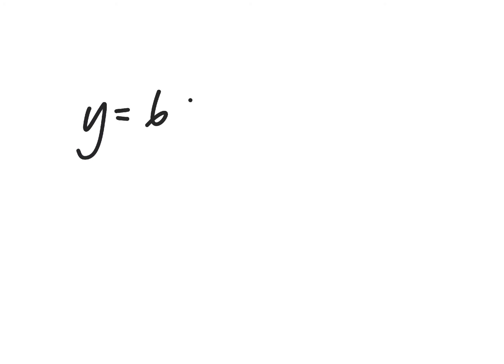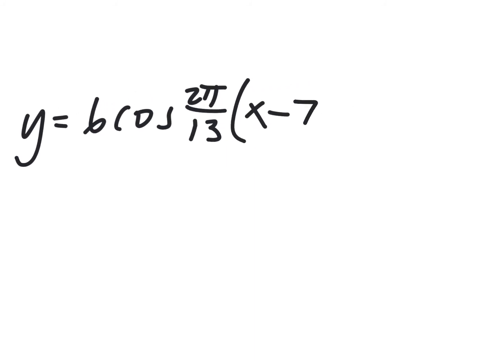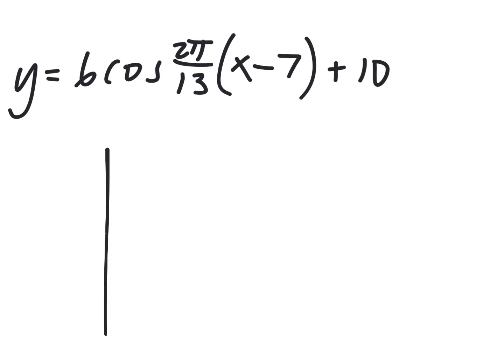Y equals 6 cosine of 2 pi over 13 x minus 7 is equal to 10. Nope, sorry, plus 10. Plus 10. You should be able to now tell me what the picture looks like. Just a rough sketch. It's obviously a cosine wave. You should be able to kind of re-put it together from this.